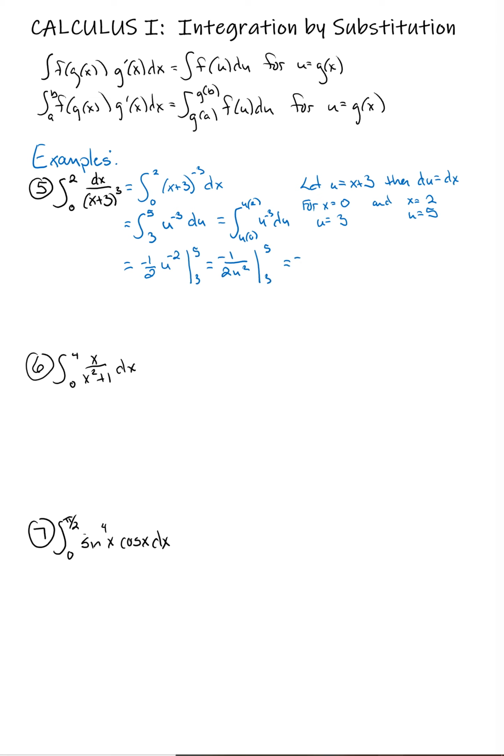So that is negative 1 over 2 times 5 squared minus, remember, the fundamental theorem of calculus says it's going to be minus, and then a negative 1 over 2 times 3 squared. It's negative 1 over 50 plus 1 over 18.